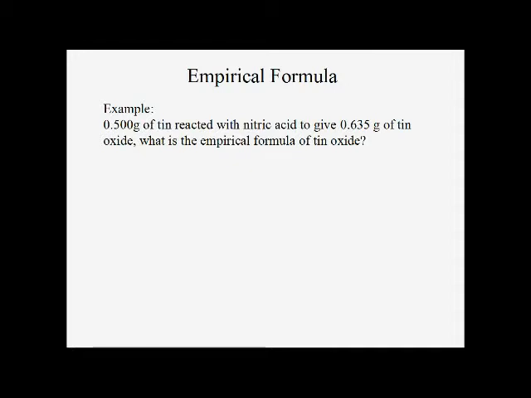So in this problem here, we're going to derive the empirical formula of a tin oxide from the masses of the compounds present. If we start off with 0.500 grams of tin, we react it with nitric acid to give tin oxide. We end up with 0.635 grams of tin oxide. Well, we should still have all the 0.500 grams of tin, so the extra mass is going to be the mass of the oxygen. So we can get the mass of the oxygen by difference. Now we have the mass of tin and the mass of the oxygen.